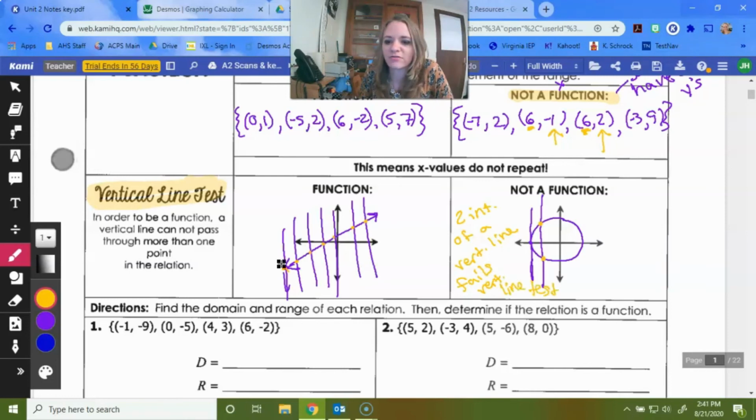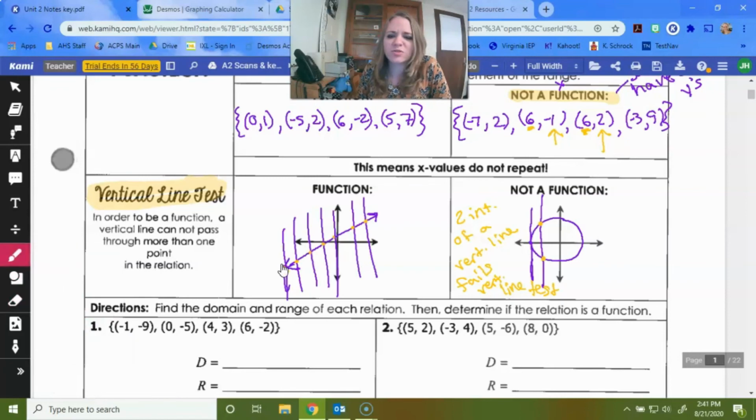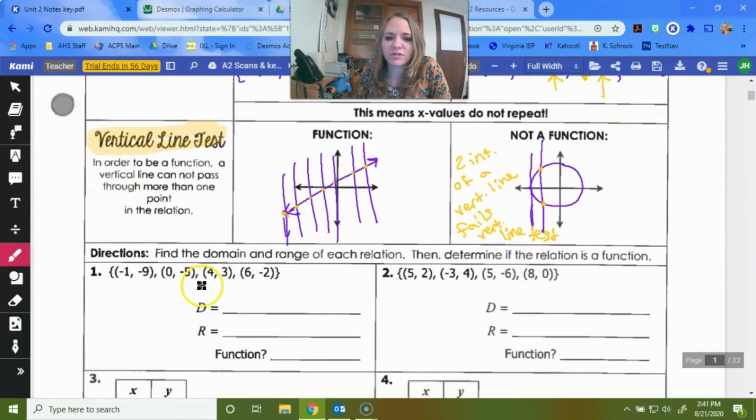So this automatically fails. This is not a function. Okay? That's just the way it is. Sorry, circle. You are not a function. You're special, but you're just not a function.